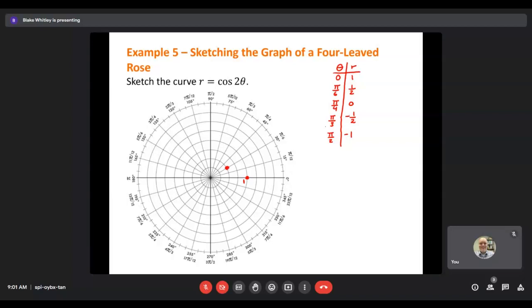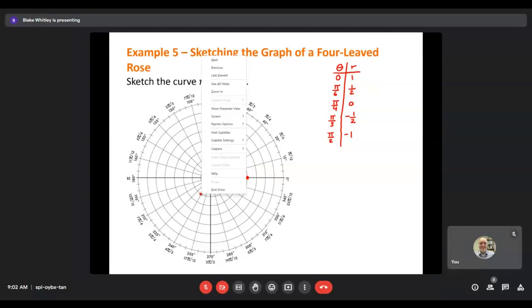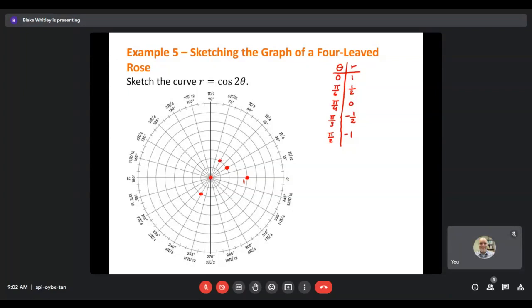And then pi over 4, 0. We said anytime the radius is 0, we get a point at the pole. Pi over 3, negative 1/2. So pi over 3, 1/2 would be here, but we have to reflect that over the pole, right? So that's going to reflect down here to 4 pi over 3. And so the actual point we want is that one down there.